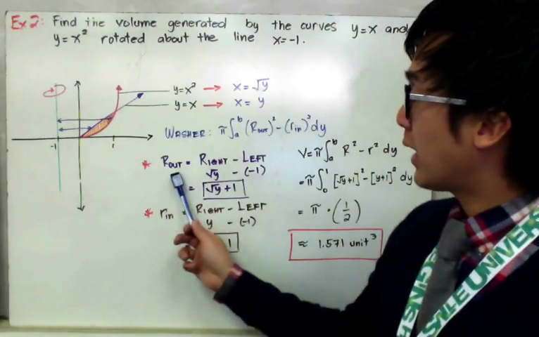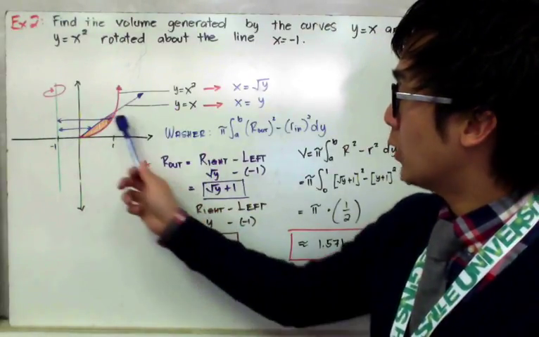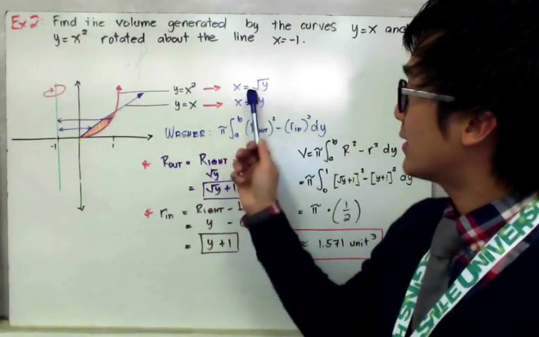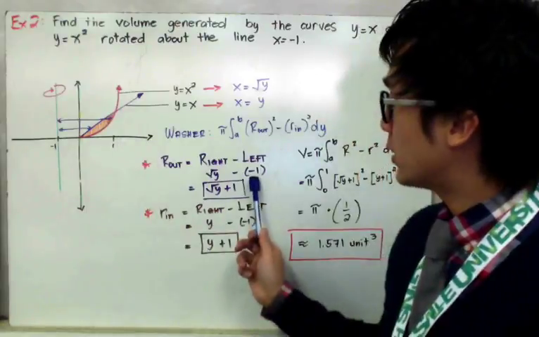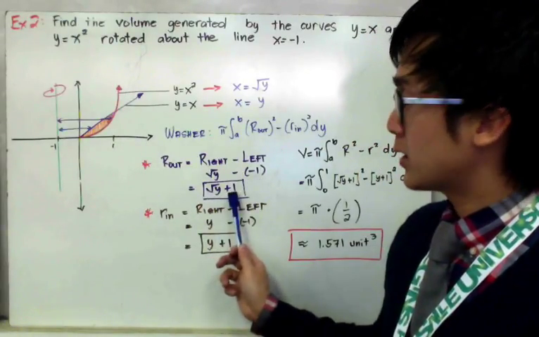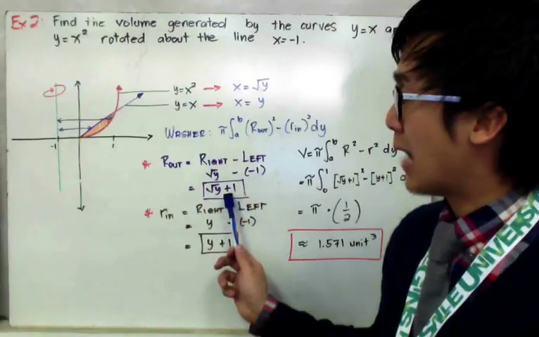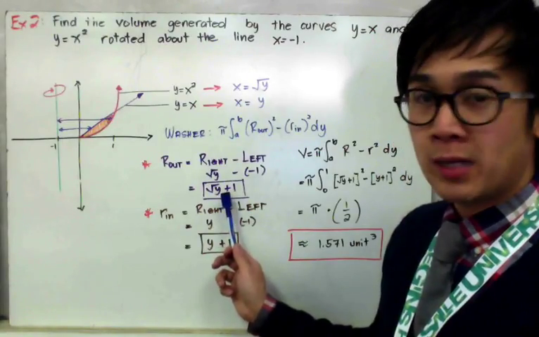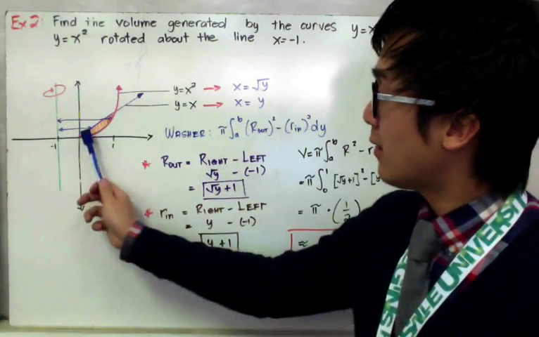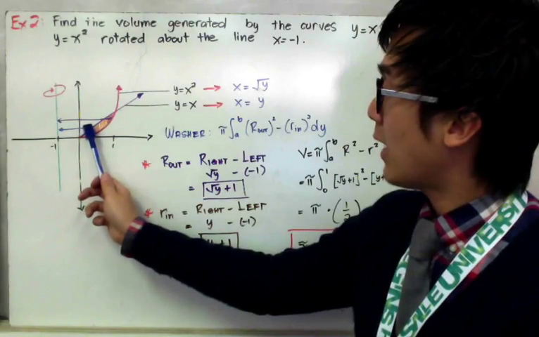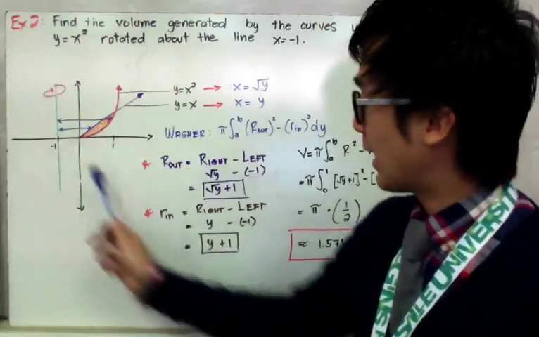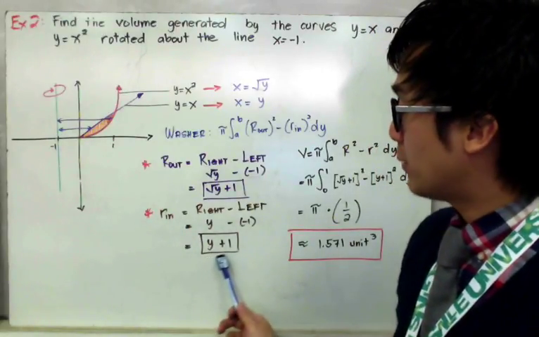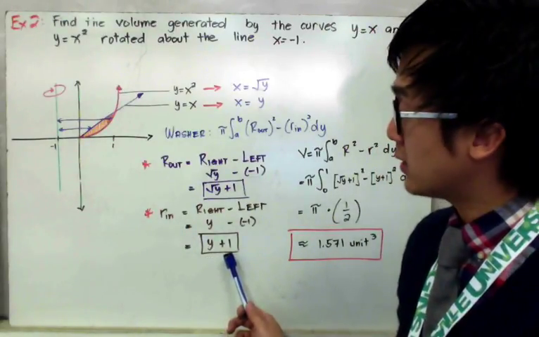So for the outer radius, the right function will be the parabola, which is square root of y minus -1, which gives us square root of y plus 1. So this is the measurement of your outer radius. And the measurement of your inner radius will be the line y equals x converted to y. So now it's y minus -1, which gives us y plus 1 as the measurement of your inner radius.